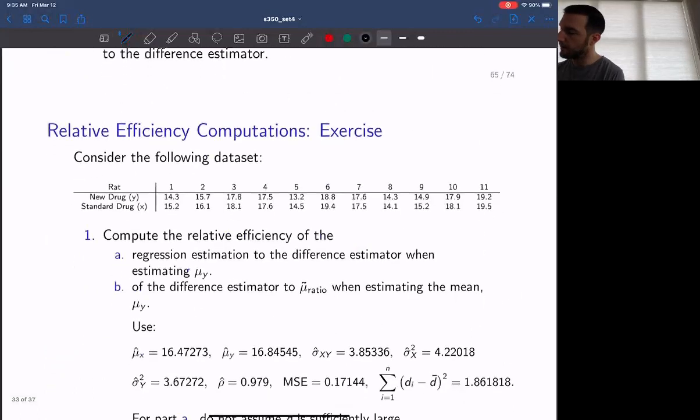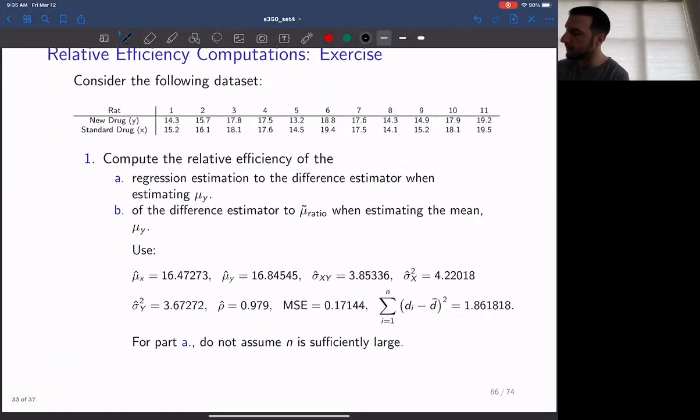Okay, so in the last illustration of the relative efficiency approach, we have a different data set where we're measuring the impact of the new drug and the standard drug on each of these different rats. I'm not exactly sure what it is that we're measuring here. My guess might be like body weight or something like this. So we want to compare the regression estimator to the difference estimator when estimating mu y, and we want to compare the relative efficiency of the difference estimator to the ratio estimator when estimating the mean.